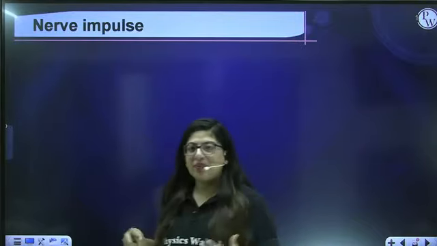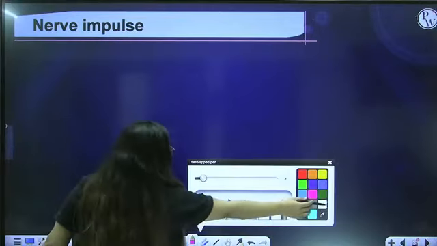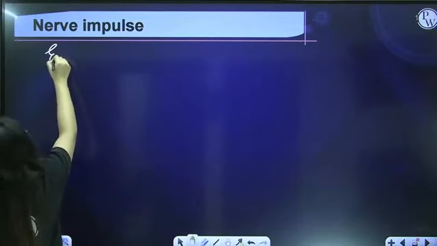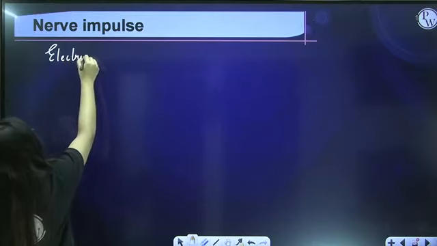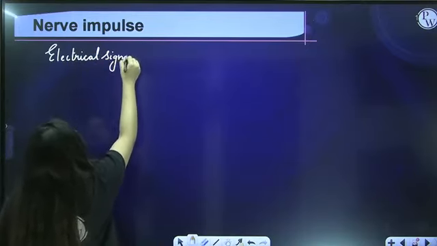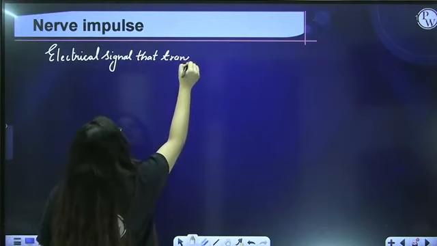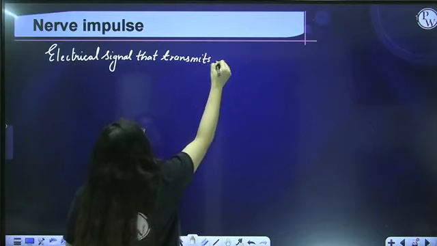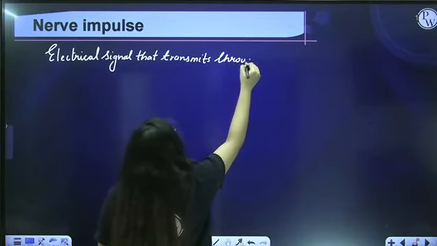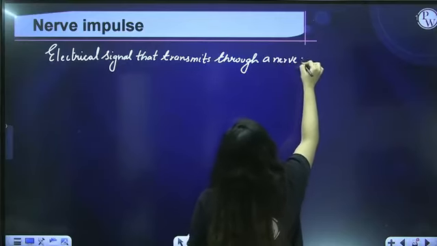So what is a nerve impulse? We say that our neurons are excitable cells. So it's basically the electrical signal. It's what? It's the electrical signal that transmits or flows or travels through a nerve membrane.